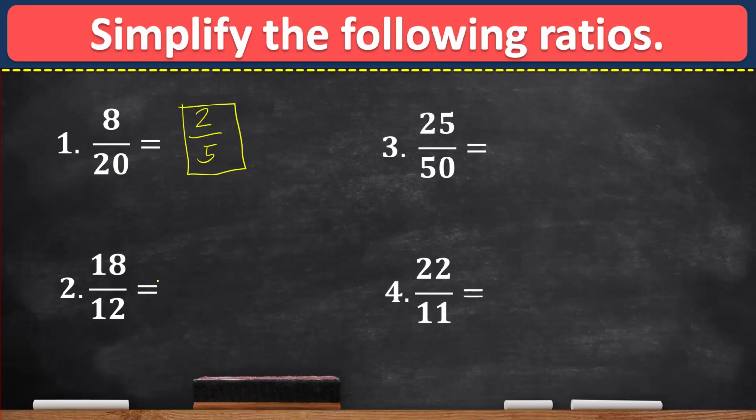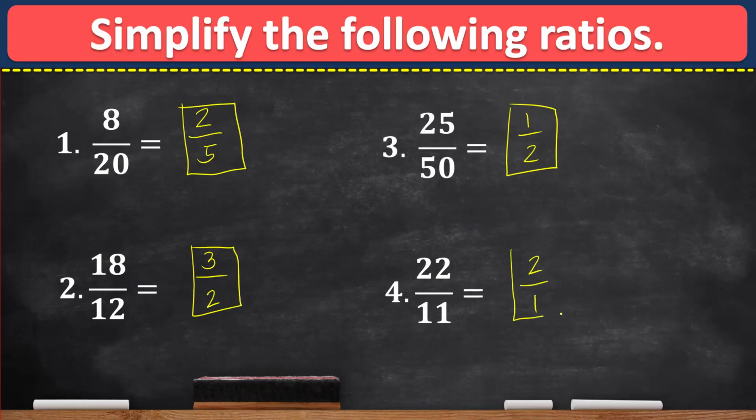Next one, 18 over 12. GCF is 6. So 18 divided by 6 is 3. 12 divided by 6 is 2. So we have 3 over 2. Next one, we have 25 over 50. So we can divide them by 25. 25 divided by 25 is 1. 50 divided by 25 is 2. So we have 1 half. And last, we have 22 over 11. GCF is 11. So 22 divided by 11 is 2. And then 11 divided by 11 is 1. So the answer is 2 over 1.